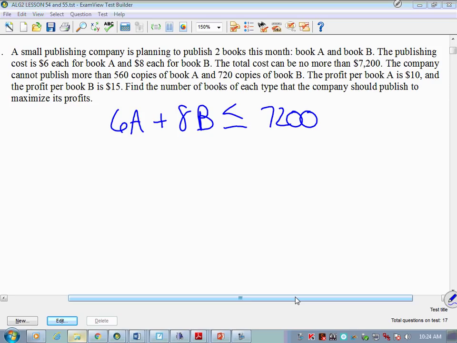Okay? Now, we can keep going on. We can write some more inequalities. The company cannot publish more than 560 copies of book A. So we could write and say that A is to 560. Is it greater than? Is it less than? Is it equal to 560? What do we think? Use less than, because I can produce up to 560, but can I go over 560? No, so I want to be A is less than 560.